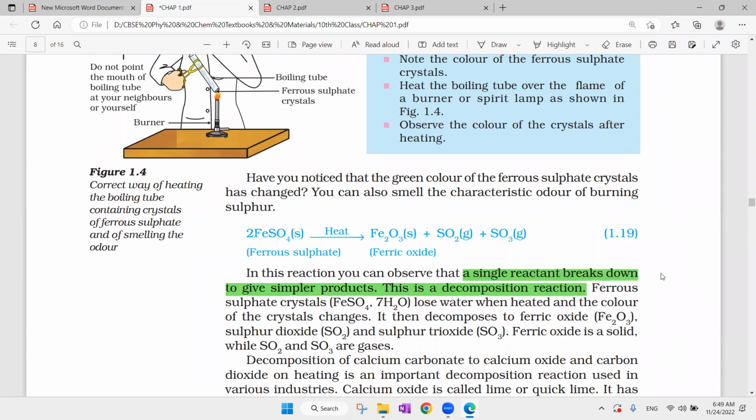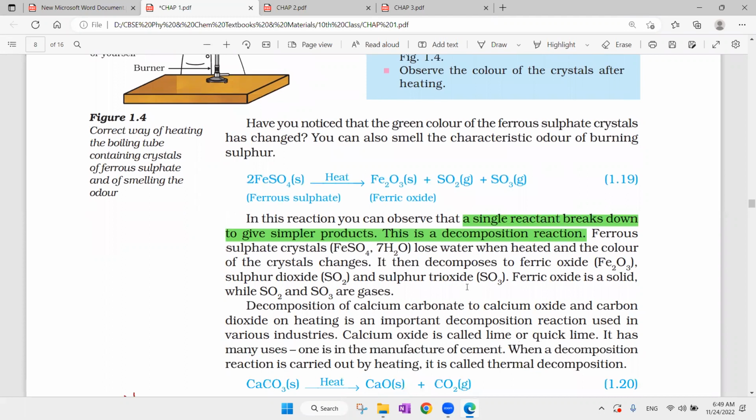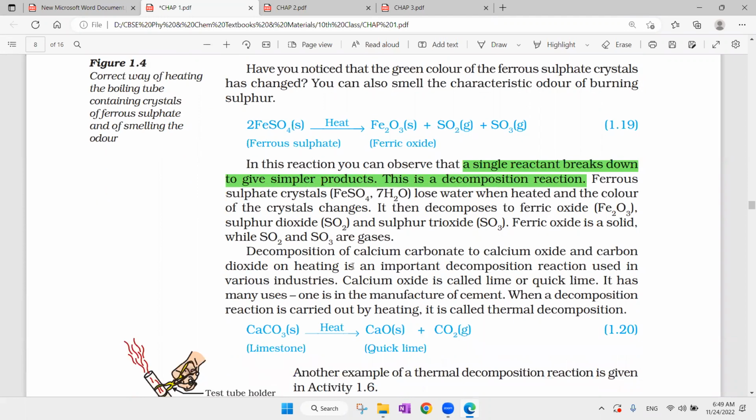If one reactant, one compound, is breaking down into two or more products, you see ferrous sulfate. Many times you might have observed this equation in your examination. Ferrous sulfate, if you give heat energy, it breaks down into ferric oxide, sulfur dioxide, sulfur trioxide. So there also there will be gases with pungent smell, giving some oxide.